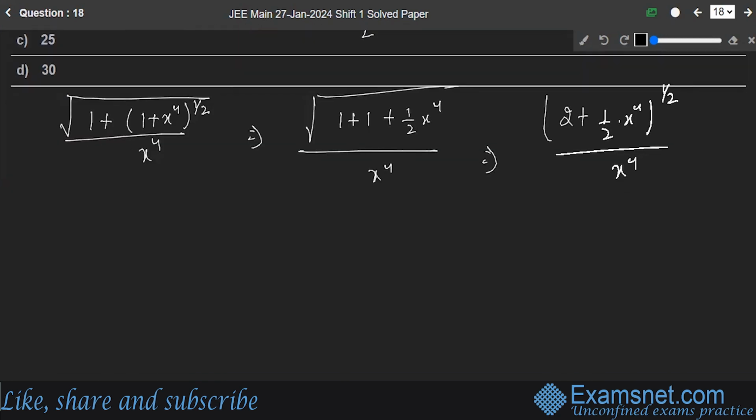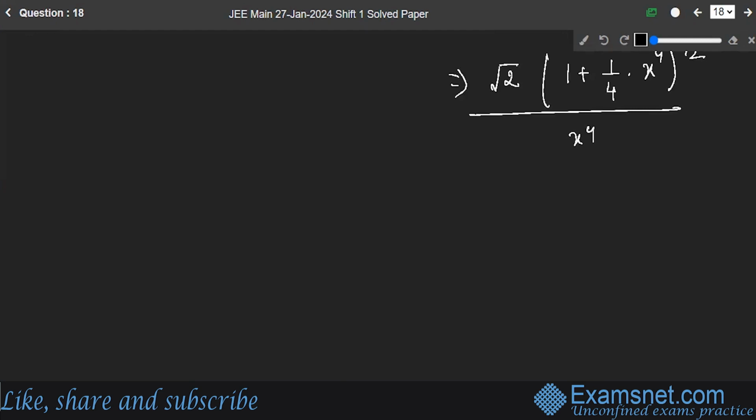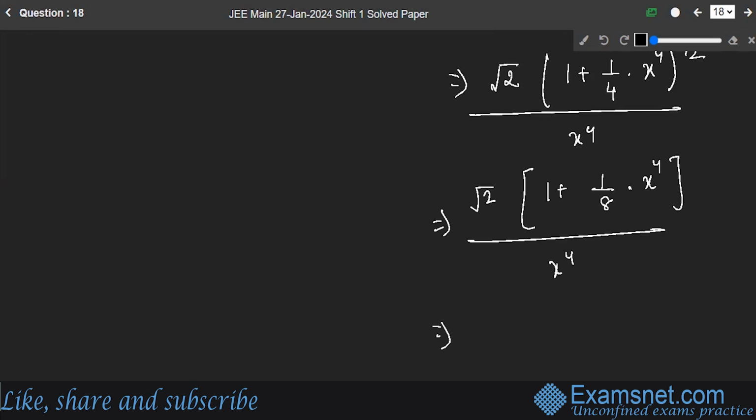Right? So now again, for the binomial expansion, I need 1 over here. So I will be taking root 2 outside. This will be root 2 times 1 plus 1 by 4, because dividing by 2, x raised to power 4, raised to power 1 by 2, whole divided by x raised to power 4. This is for A only. So this will be this, and here will be 1 plus 1 by 4 into 1 by 2, that will be 1 by 8, raised to power this, whole divided by this. Okay, so you have root 2 plus root 2 upon 8 into this.